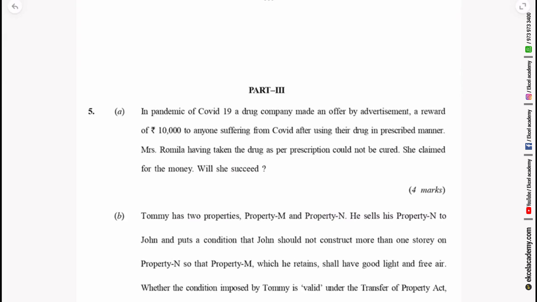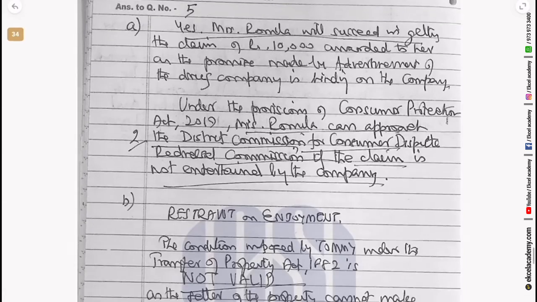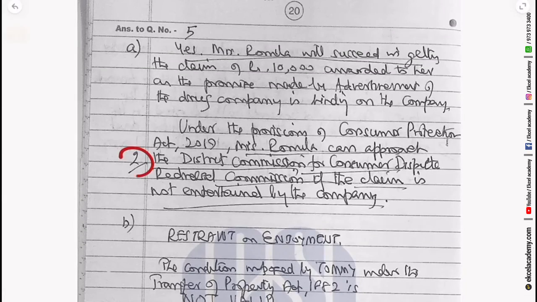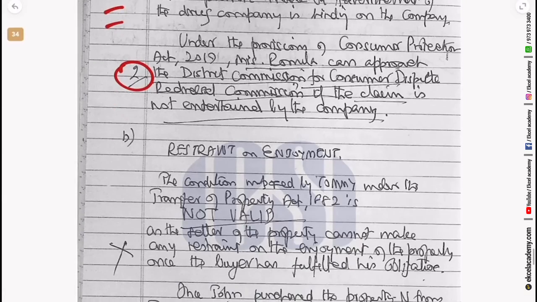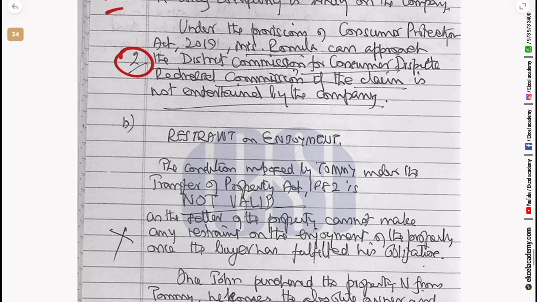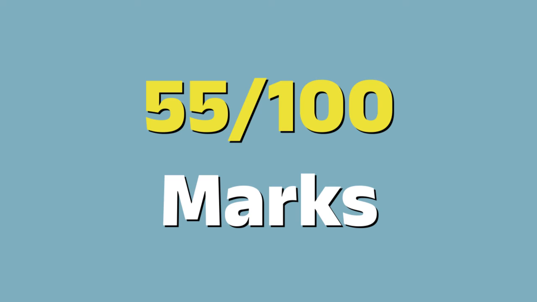Okay, so next part, they have asked something related to the Contract Act. They've given a case law, then the answer has been given, and the answer is not fully correct, so 2 marks. So totally the student has got 55 out of 100 marks. You too can score it.